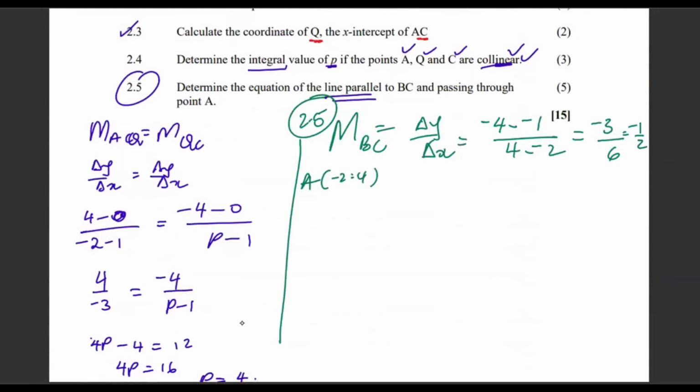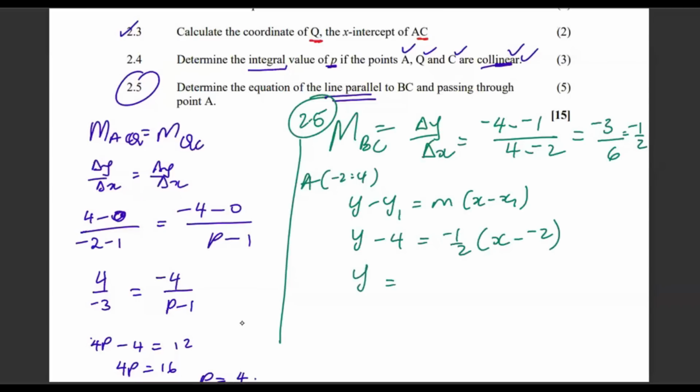Then I'm going to use point A, which is negative 2 and 4. Okay. And then I'll say that y minus y1 is equal to m into x minus x1. So I'm going to say y minus 4 is equal to negative a half into x minus minus 2. Let's open this up. It's going to be negative a half x minus 1 plus 4, meaning that it's negative a half x plus 3. So that's what the question basically asked for.